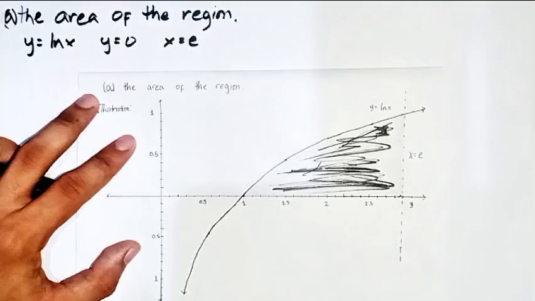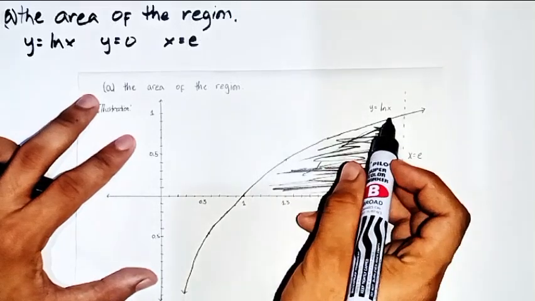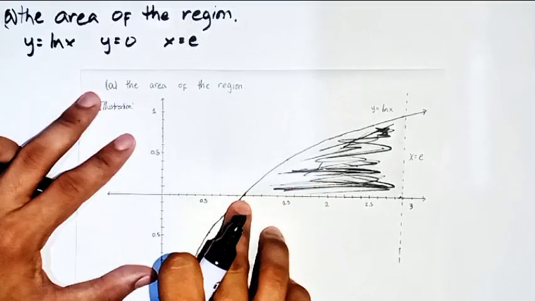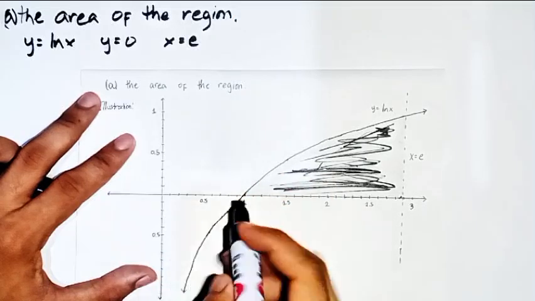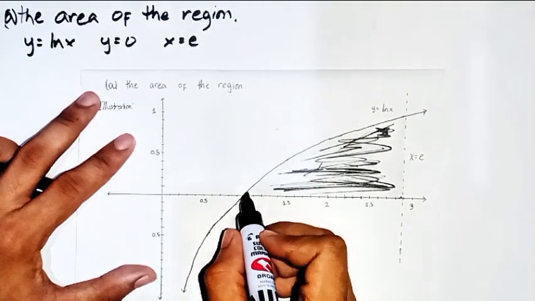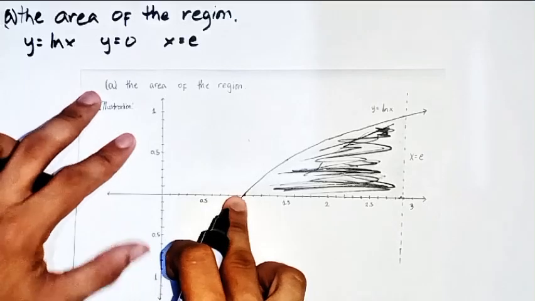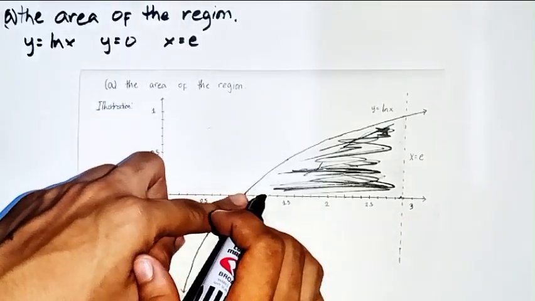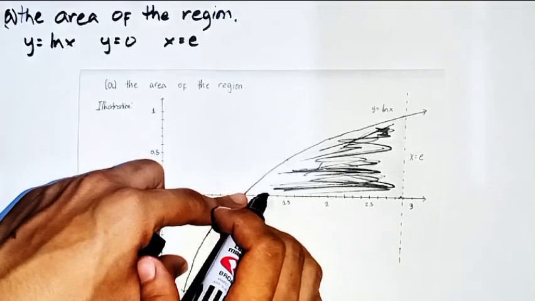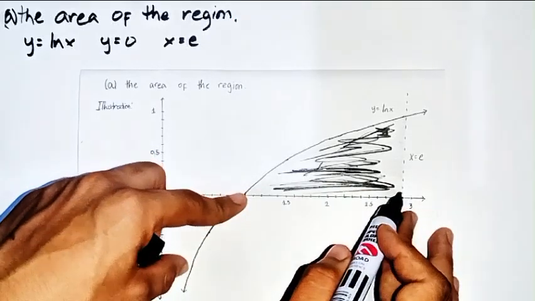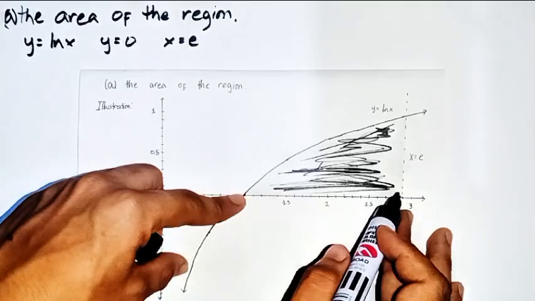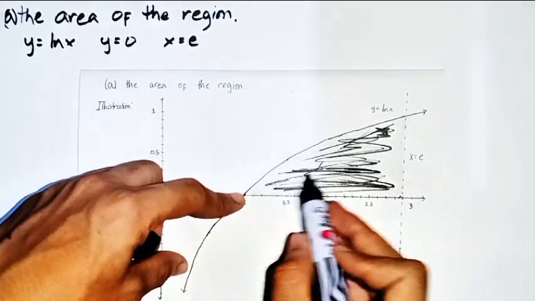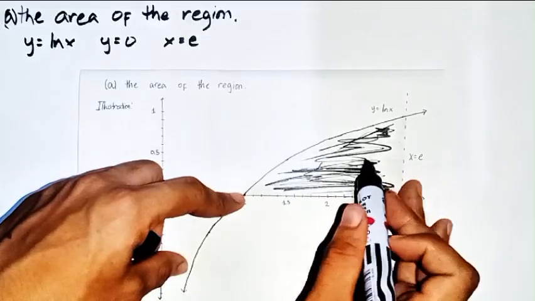So this line is our y is equal to ln x, and as you can observe, the ln x is intersecting the x-axis at 1, and in our given we have x is equal to e, so our e is approximately equal to 2.7. So here, this is our e. Now, this is the region, from 1 to x is equal to e. Now we must find the area of this region.